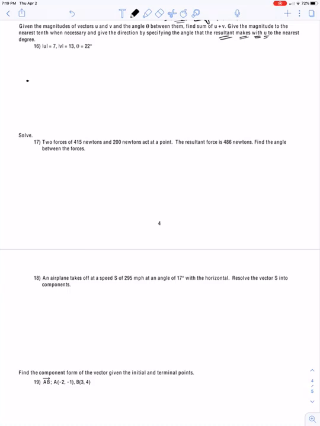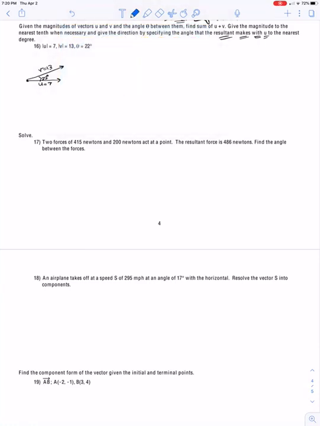So I'm going to go ahead and draw in vector u. So vector u, again, its magnitude here is 7 units in length. And then 22 degrees off that, we're going to draw in vector v, which is a little longer. Its magnitude is 13 units in length. And again, this is a 22 degree angle. With that said, we want to find the sum of these two vectors.